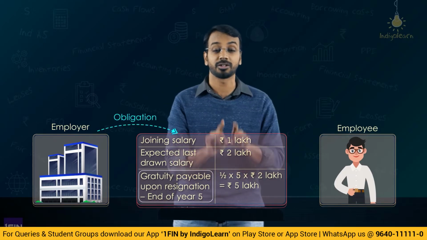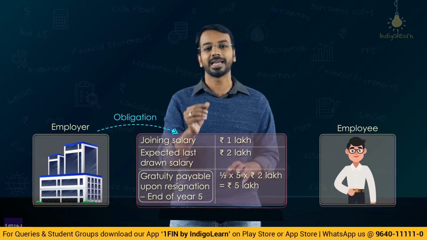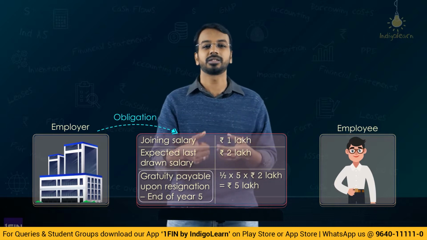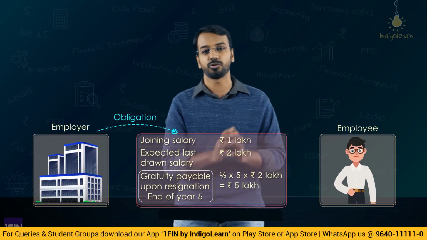Yes, there is an obligation on the entity that if the employee completes 5 years of service, we will have to make a gratuity payment of 5 lakhs. Okay, so there is no escaping. The entity cannot say that I will not pay you gratuity. The entity has to make that payment of gratuity to that employee.